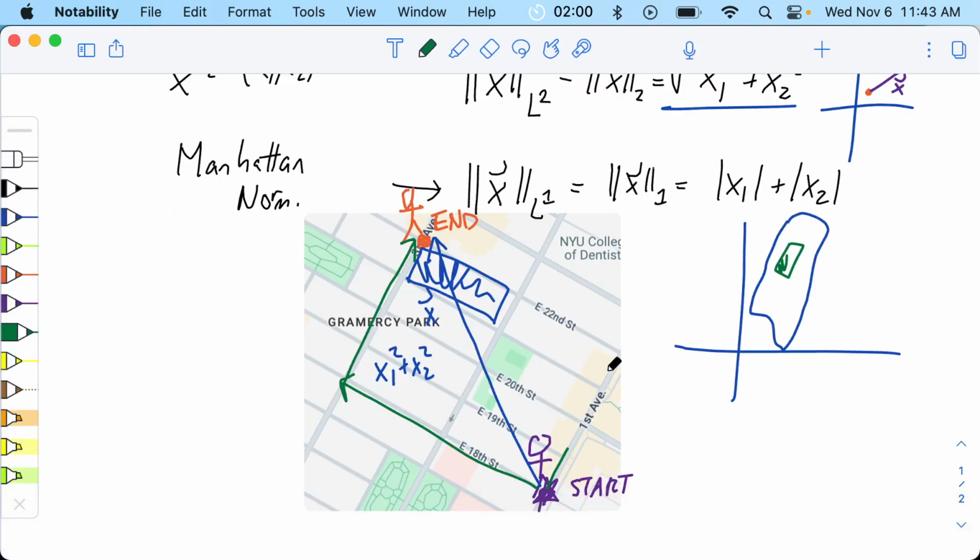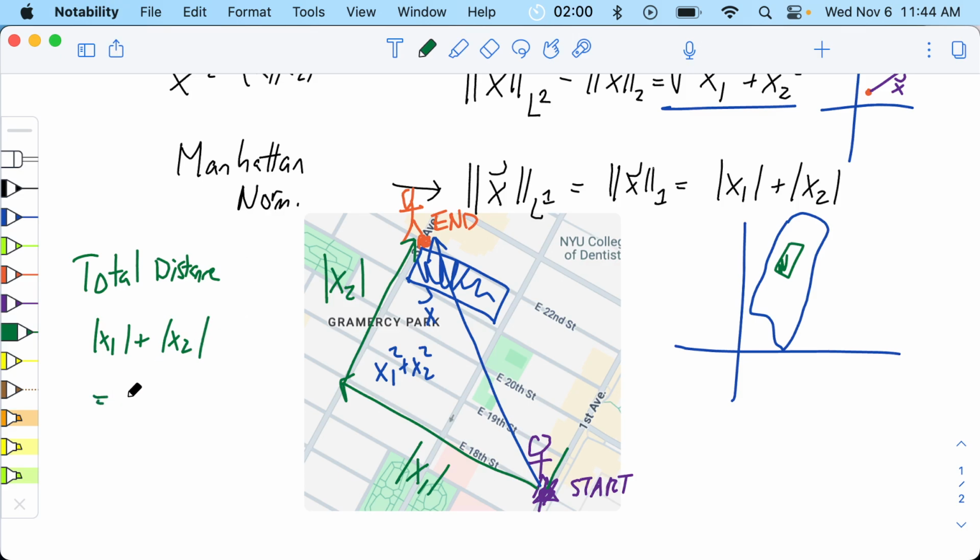So how many steps do you have to walk to go from start to end? Well, this distance over here is the absolute value of x1, right? How much change is there in the x1 direction? Plus the absolute value of x2. How much change is there in the x2 direction? So the total distance you walk is |x1| plus |x2|. And that is exactly the L1 norm. So that's why it's called the Manhattan norm. It tells you how many blocks you need to walk to get around in Manhattan when diagonals are off limits.